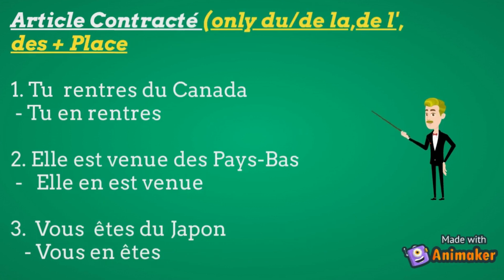Second number, pronoun "en" replaces the places if it is followed by du, de la, de l', des, or d'. In English, pronoun "en" means from there, and the placement has been already discussed in the previous slides.